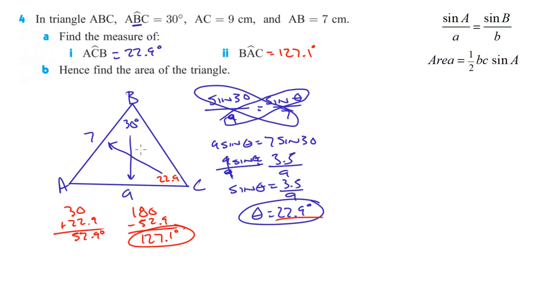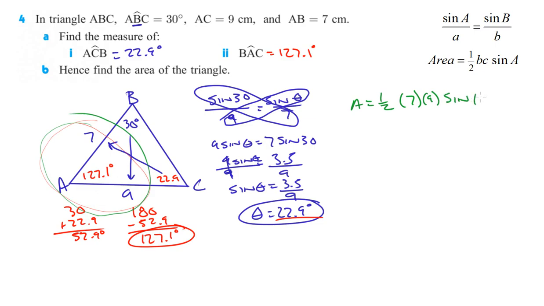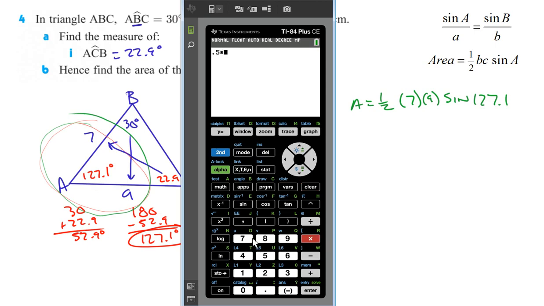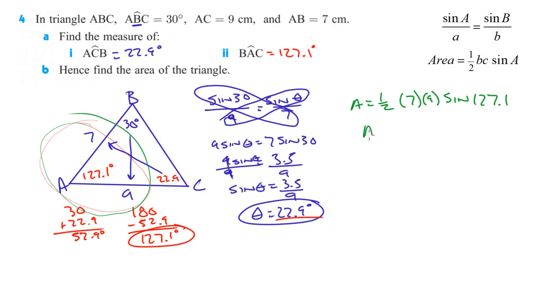And then hence find the area of the triangle. So let's see, since we now know that this is 127.1, let's use all this info here to find the area of our triangle here. So we'll do that over here. Area is 1/2 of the two included sides, 7 times 9 times sine of 127.1. Right? So let's calculate that. 0.5 times 7 times 9 sine 127.1. And we get 25.1. And that is going to be centimeters squared on that one.